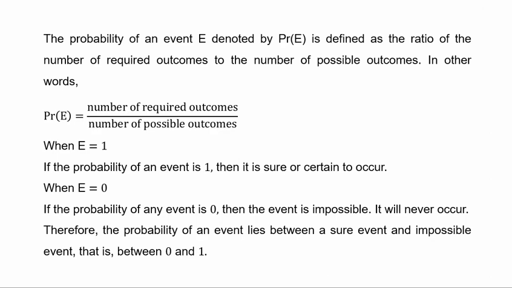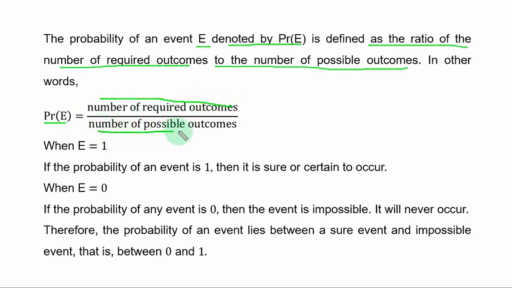The probability of an event E, denoted by P(E), is defined as the ratio of the number of required outcomes to the number of possible outcomes or total outcomes. In other words, the probability of an event E is equal to the number of required outcomes over the number of possible outcomes.